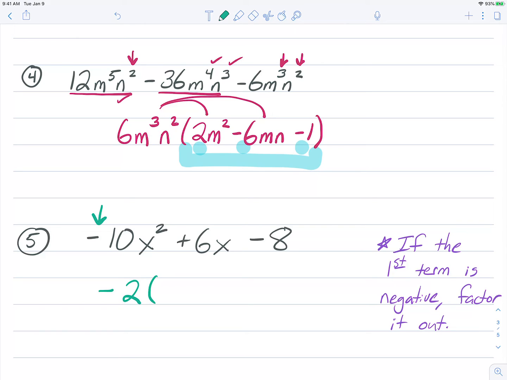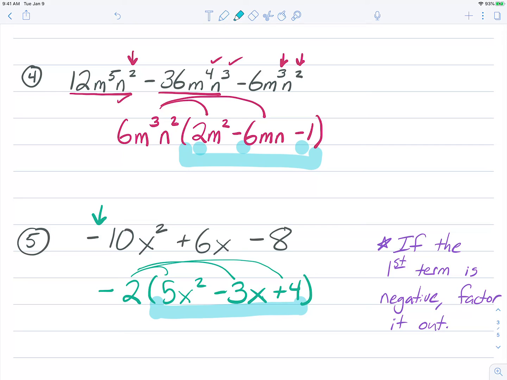So negative 2 was multiplied by what to get negative 10x squared? That's 5x squared. Negative 2 is multiplied by what to get a positive 6x? Be careful with your negatives. That's a negative 3x. And negative 2 is multiplied by what to get a negative 8? That's a positive 4. But what that gives us is a polynomial inside parentheses where that first term is positive, and that will help us in our next set of factoring.